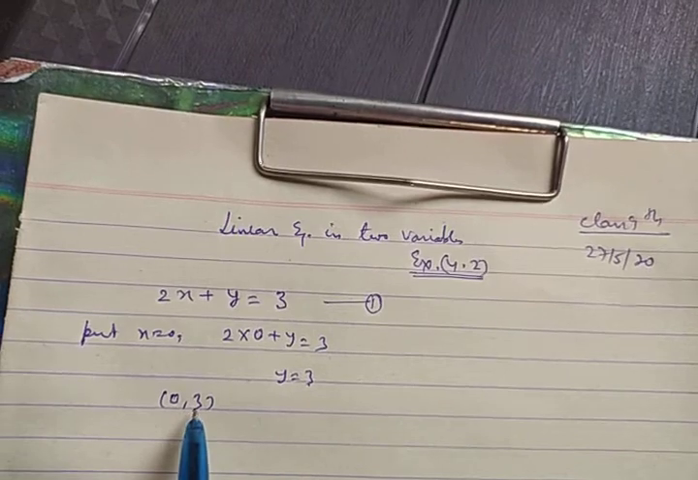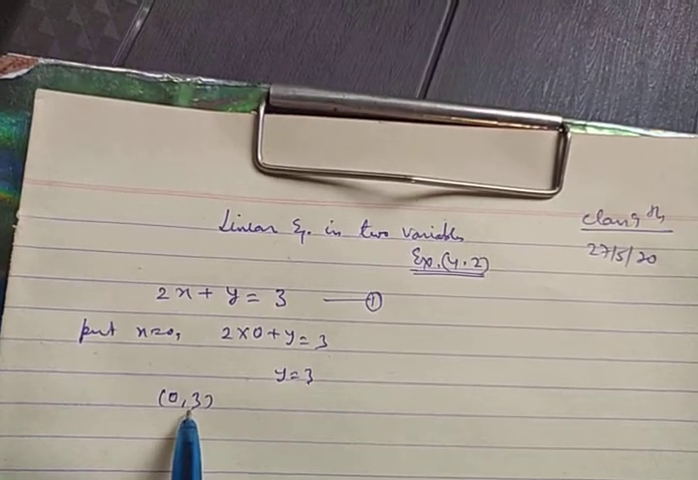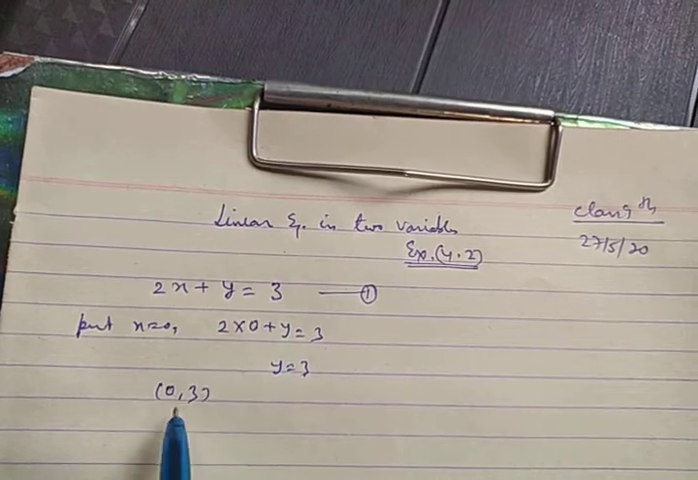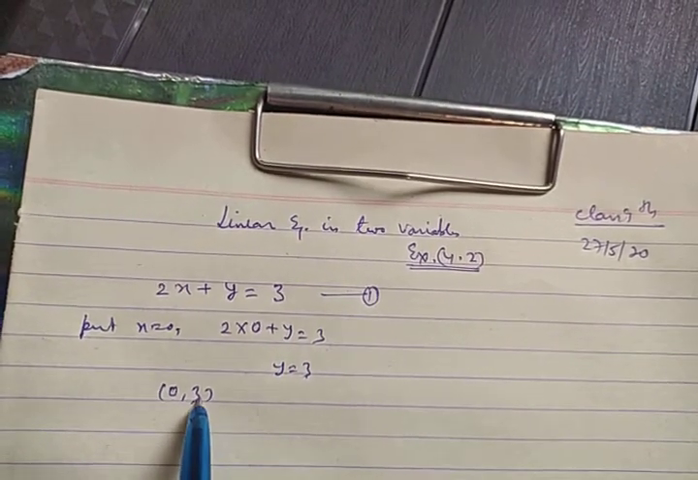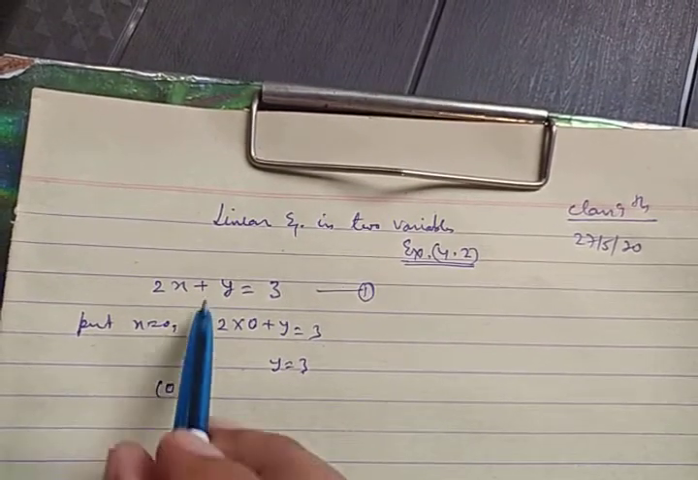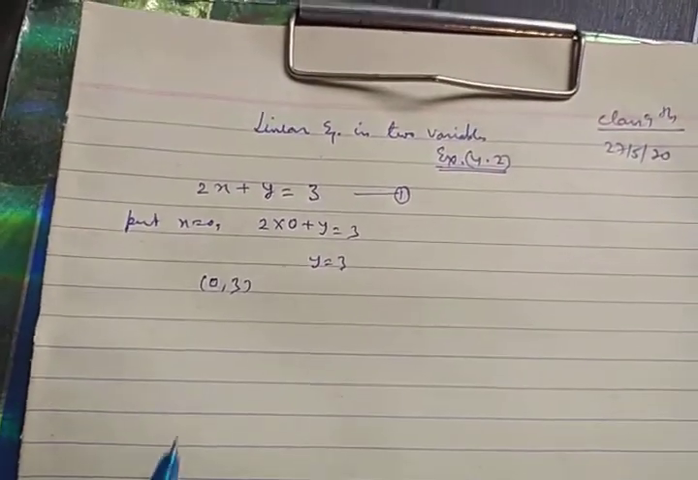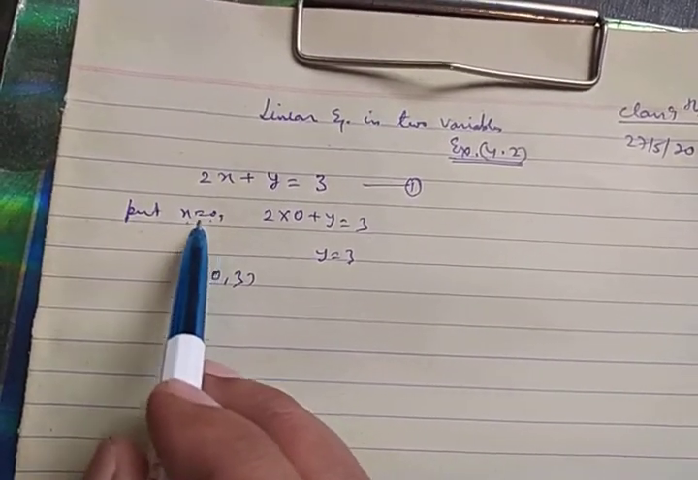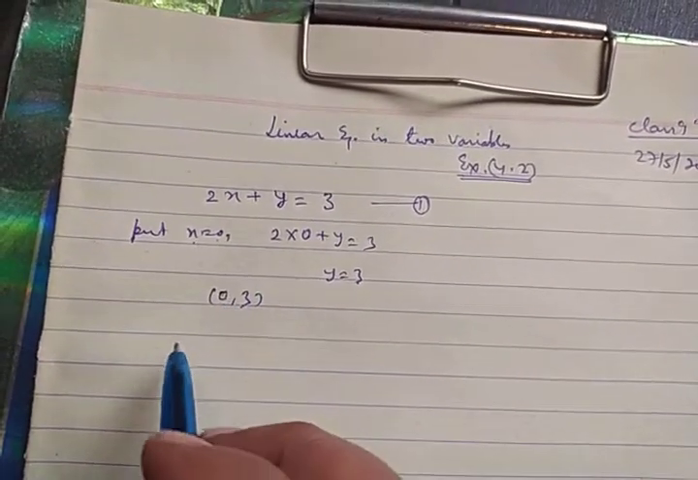As in the previous chapter I have told you, this line can also be drawn on the graph paper. Then this is a point 0 comma 3, meaning this is the value of x, this is the value of y, and this will lie on the equation. This is the solution. But as we have taken x equal to 0, numerous values can be taken for x.